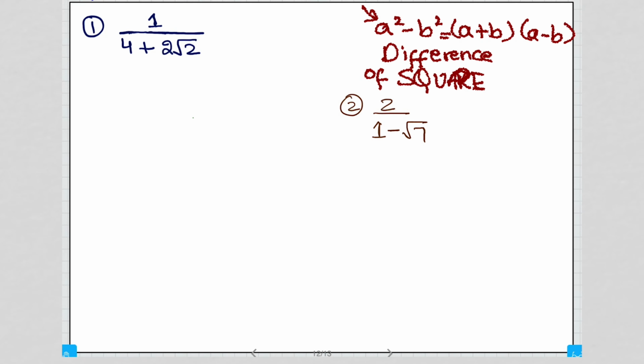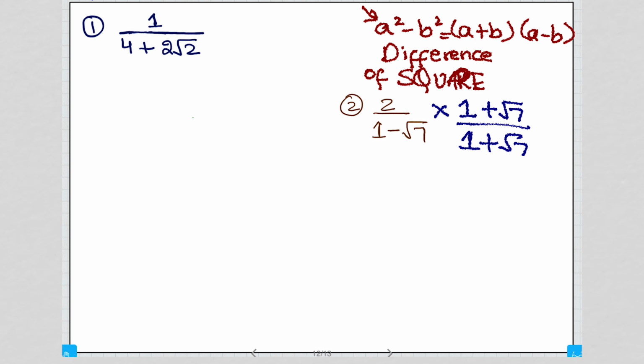Let's look at the second question now. Same method, all the steps are similar. First, we're going to multiply the denominator to the top and bottom, but you change the symbol, so it's going to be positive: 1 plus root 7 over 1 plus root 7.